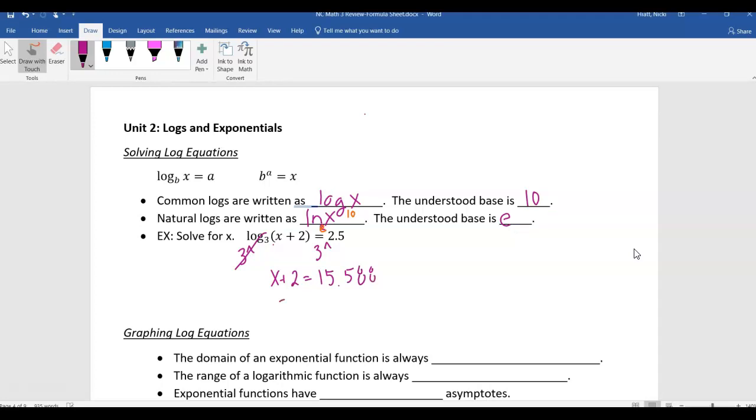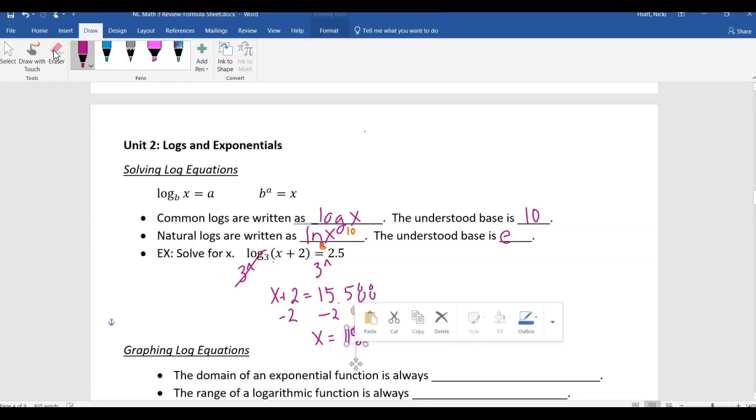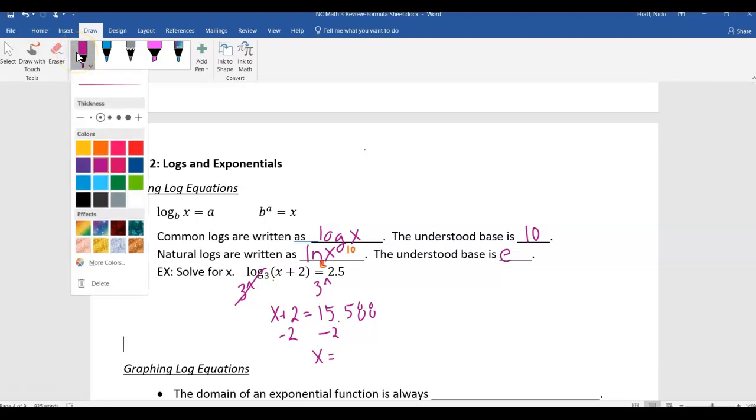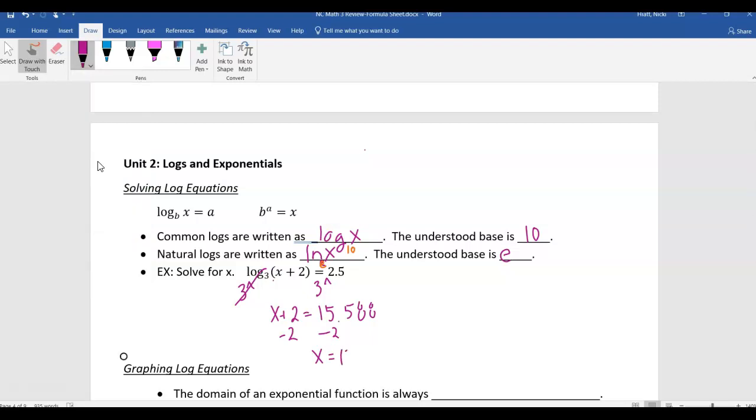And then we are going to subtract that 2. So x will equal 13.588.